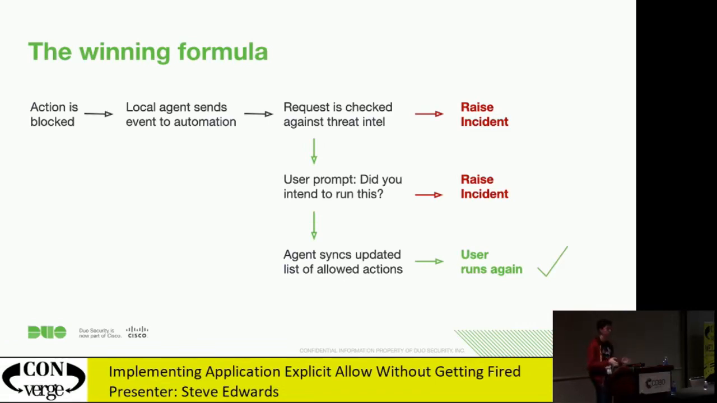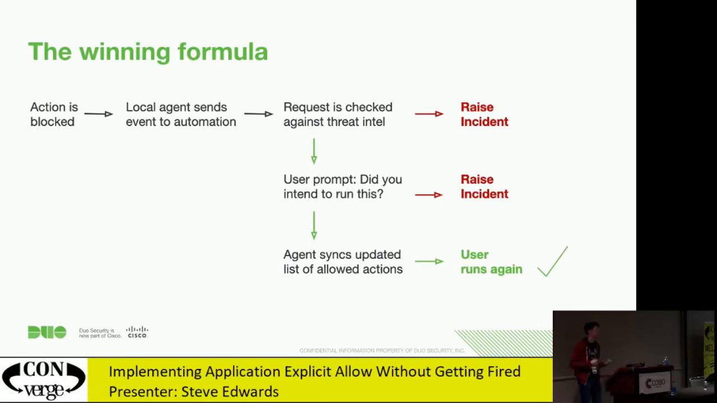Okay, so the winning formula is this. Any of these start when an action is blocked because, like I said, explicit allow is default deny. Everything is blocked at first. So say you try to run an application on your computer. You double click on it, and some scary message comes up and says, hey, you can't do this. Talk to your system administrator, please. A local agent will send that event to automation, and then we can start doing things.